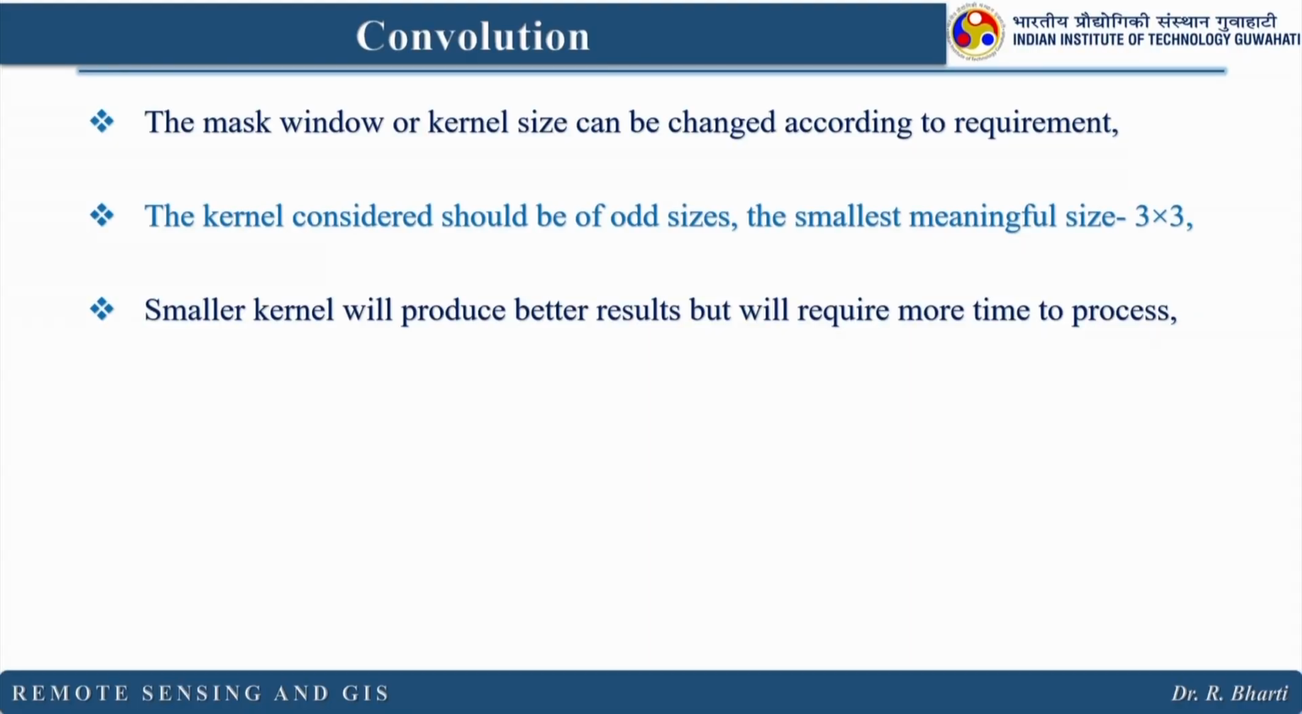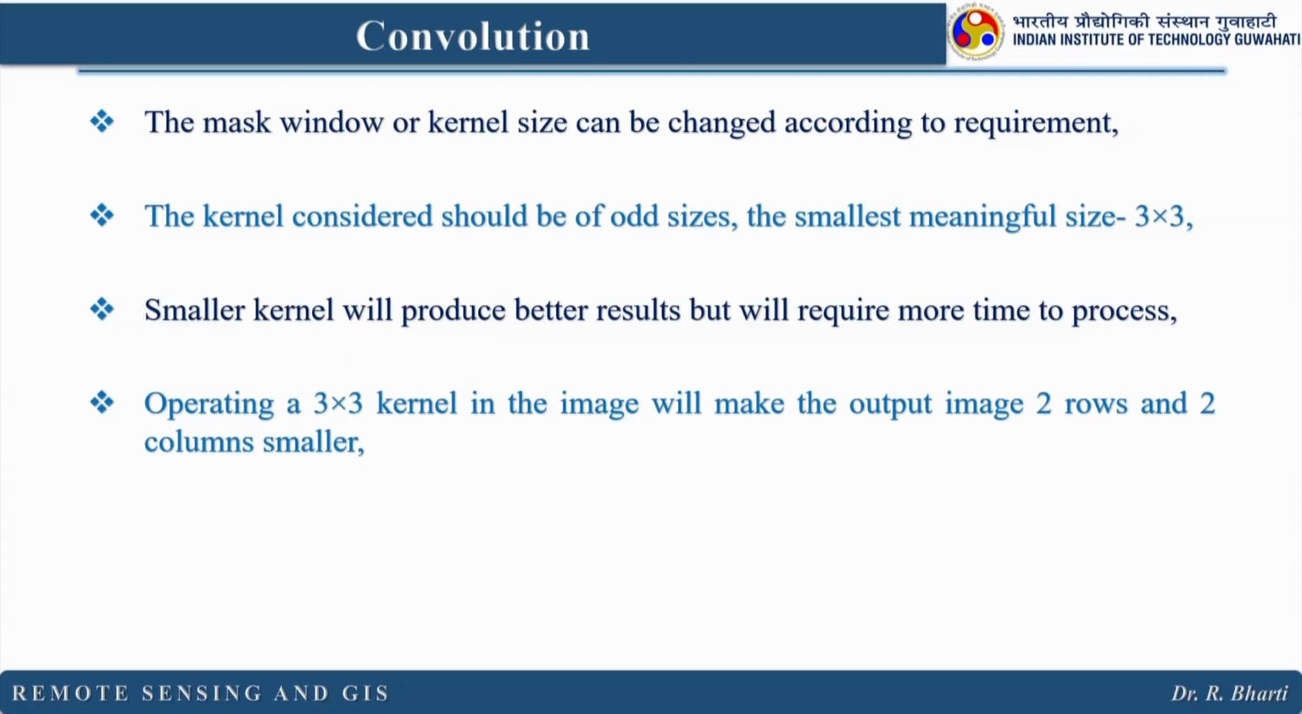The smallest kernel will produce better result, but will require more time to process, because you have seen in the last slide that if it is 3 by 3 moving 1 by 1, then it will take more time, right? Because the size is smaller and then you will require more time. Then operating a 3 by 3 kernel in the image will make the output image 2 rows and 2 columns smaller. How? Because you are going to miss the data for the boundary pixels. So that was the problem I told you in the previous slide. We will see what are the solutions.